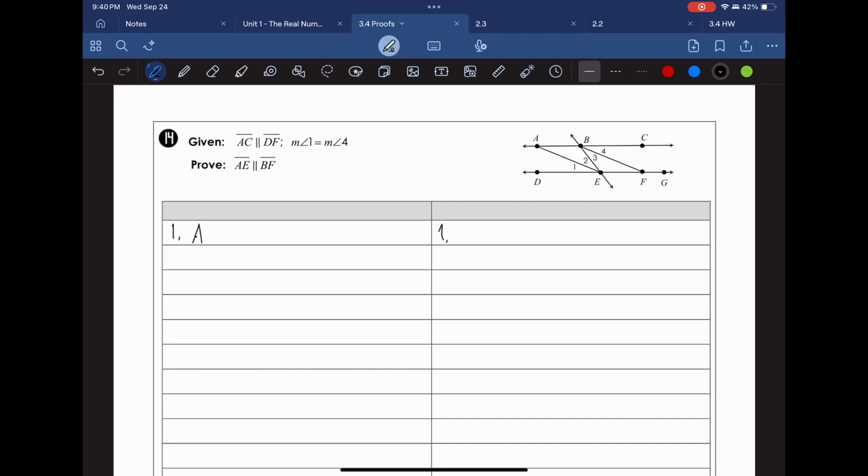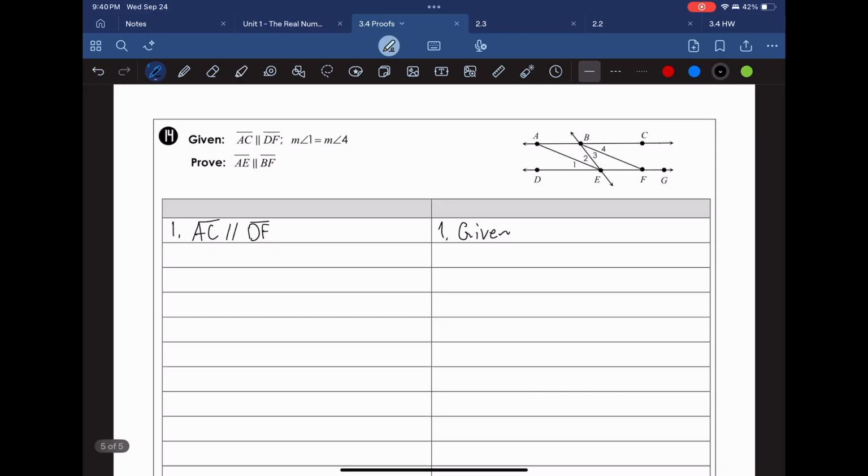Where you've got AC is parallel to DF. That is because it is given. And I like to mark my picture right when I know something is true. So I've got AC. I'm going to put it out here. And DF, that is right there.